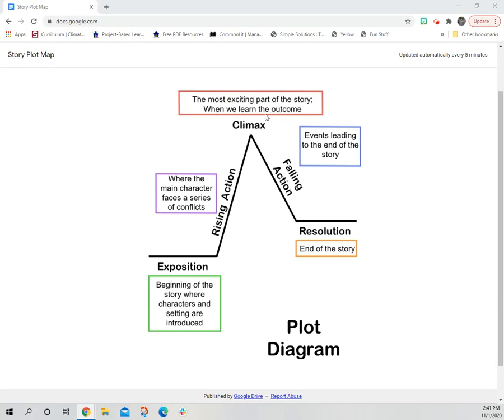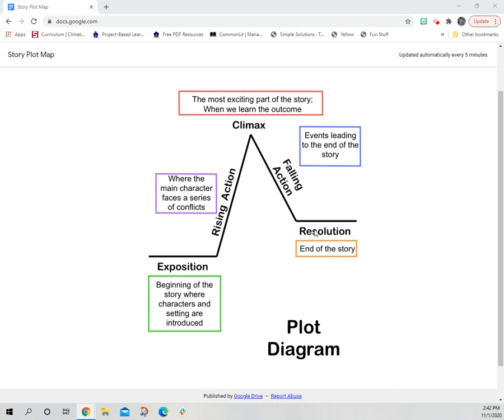Once we find out what that most exciting part of the story is, that's when the story's starting to end, the falling action. This is when we find out that the giant sniffs around and smells Jack literally. Fee, fi, fo, fum, I smell the blood of an English lad. And then he chases Jack down the beanstalk. And what happens? Jack basically cuts the beanstalk down and kills the giant.